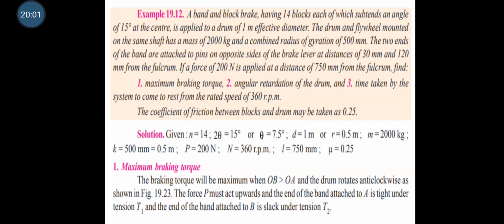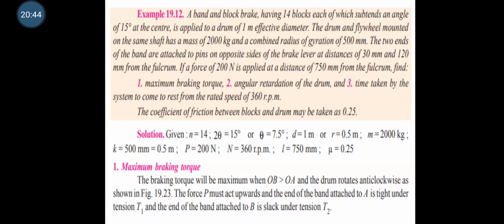The two ends of the band are attached to pins on opposite sides of the brake lever at distances of 30 mm and 120 mm from the fulcrum. If a force of 200 Newton is applied at a distance of 750 mm from the fulcrum, we have to find the maximum braking torque, the angular retardation of the drum, and the time taken by the system to come to rest from the rated speed of 360 rpm. The coefficient of friction between the block and the drum may be taken as 0.25.